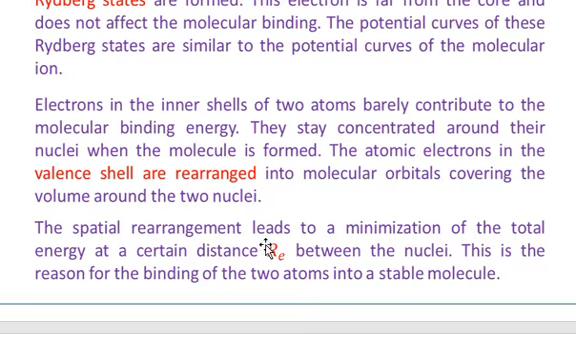The spatial rearrangement leads to a minimization of the total energy at a certain distance Re, which is called the equilibrium distance between the two nuclei. So when two atoms combine to form a molecule, the total energy is minimized at this equilibrium distance. This is the reason for the binding of two atoms in a stable molecule.